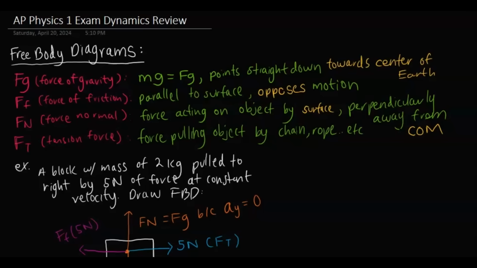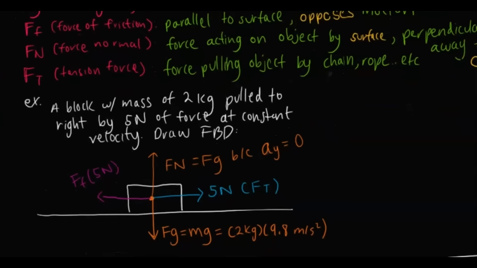There's force of friction, which is parallel to the surface and opposes motion. There's normal force, which is the force acting on the object by the surface, and it acts perpendicular to the surface, away from the surface. And then there's tension force, or applied force. So that's basically where the force is pulling the object by a chain, rope, or anything of those means.